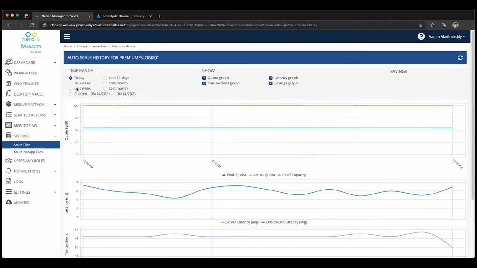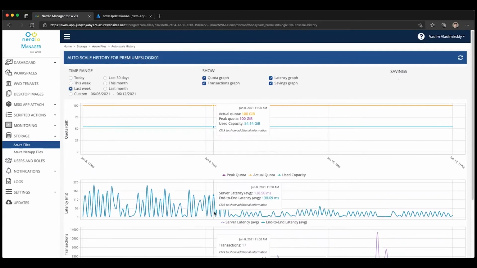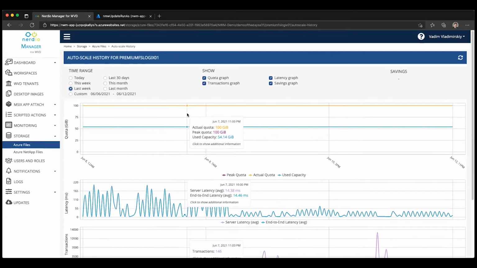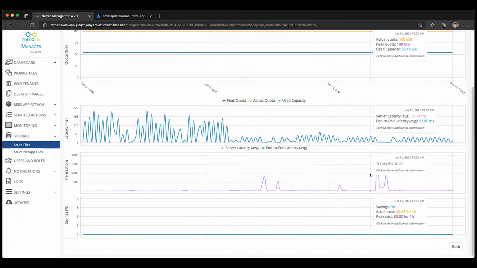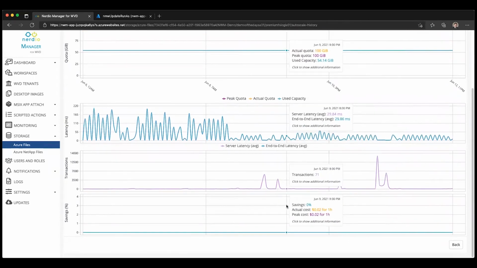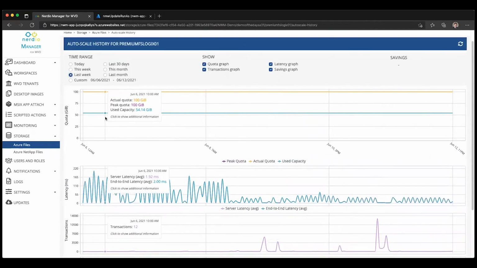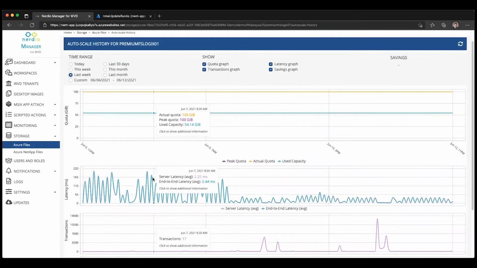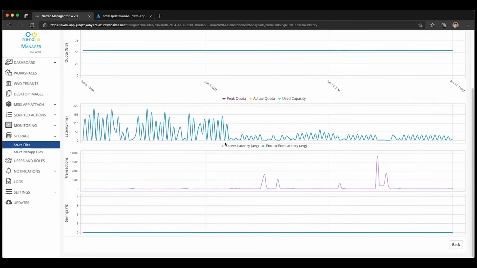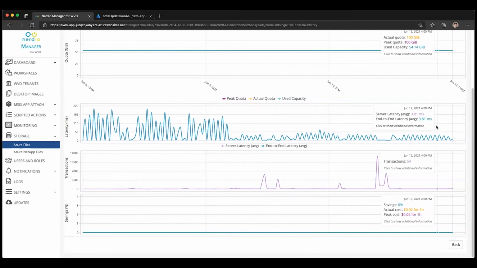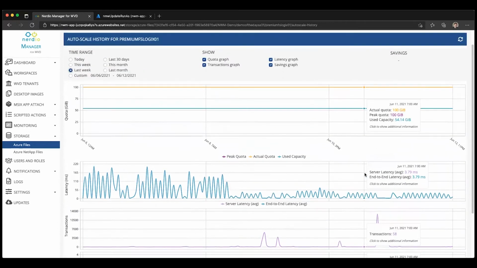So for example, if we wanted to look at it over the last week, and see what our latency has been, what our quota has been, how many transactions we have seen on this file share, as well as the amount of savings that we realized, then we have this information listed right here. This is not a file share, unfortunately, that has much usage on it. Therefore, you can see there are very few transactions and sort of unpredictable latency as a result, because it's really not being used at the time.